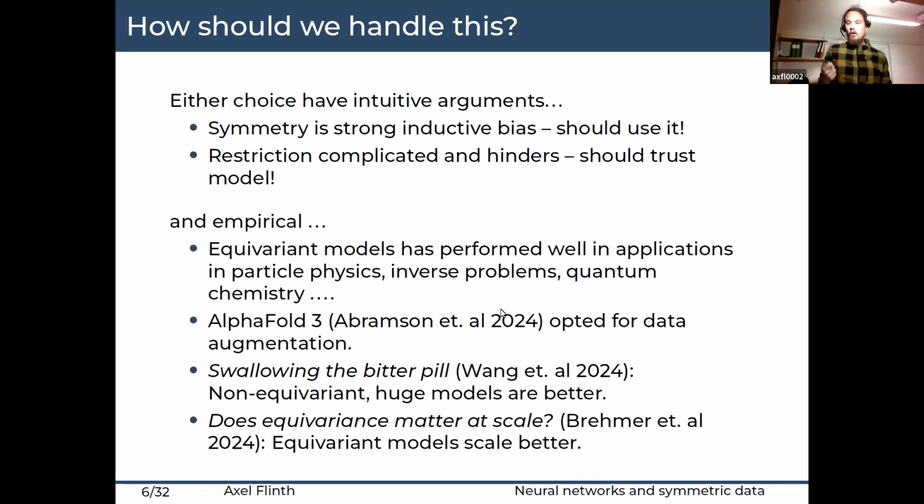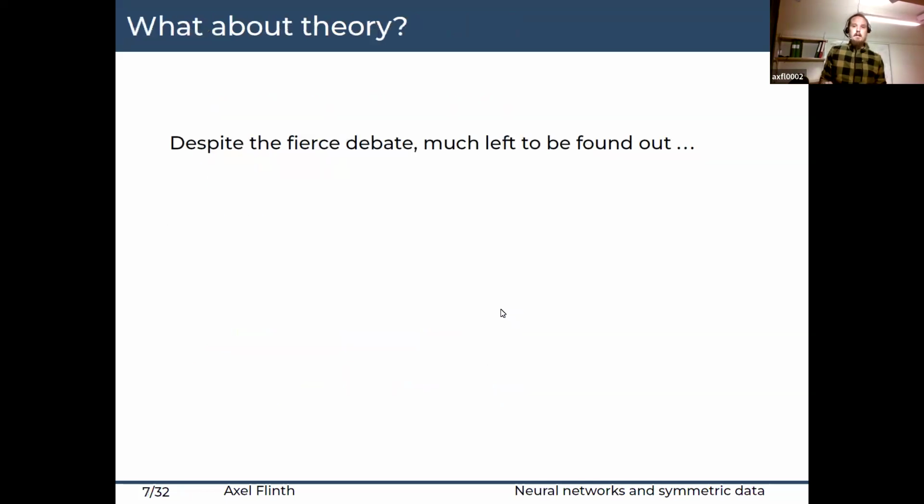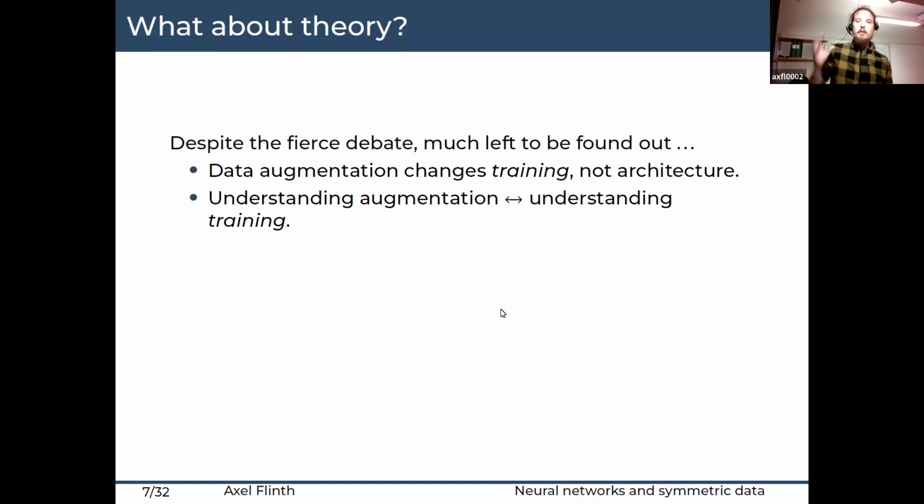Now, what do we know? What do we know theoretically? There is, in my opinion, still much left to be found out here. And I think the real issue is that when we augment our data, we are not doing something to the architecture. We are doing something to the training itself. So in order to fully understand augmentation, we need to understand the training of neural networks. And this, as we all know, is quite challenging.